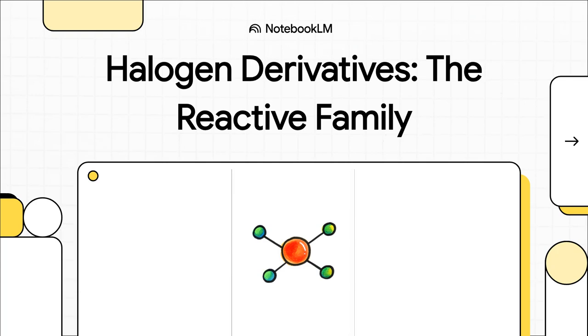Today, we're digging into a family of chemicals that are, well, a little bit of a paradox. They're both heroes and villains in the story of our modern world. They are super reactive, incredibly powerful, and, as you'll see, they are absolutely everywhere.